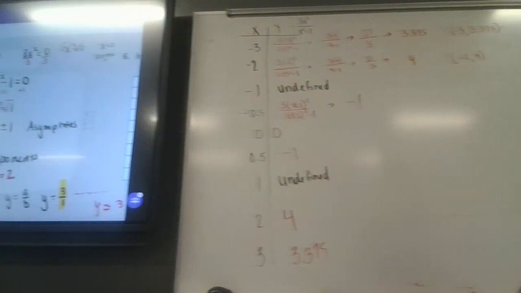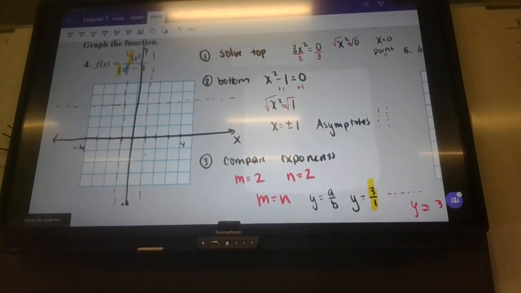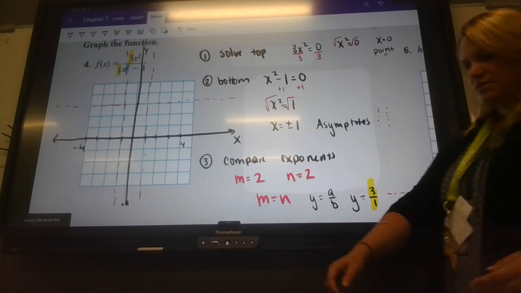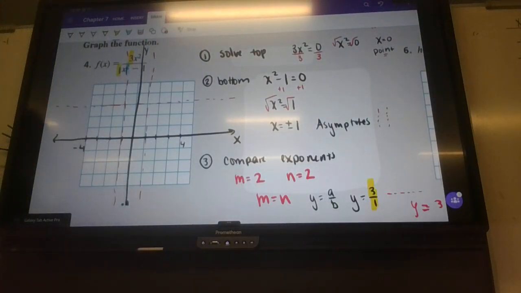All right, now let's see if we can get points on here and make it make sense. See if we can do it. Okay, -3, 3.3. Right about here. And then -2, 4. Okay. I love the way this looks.